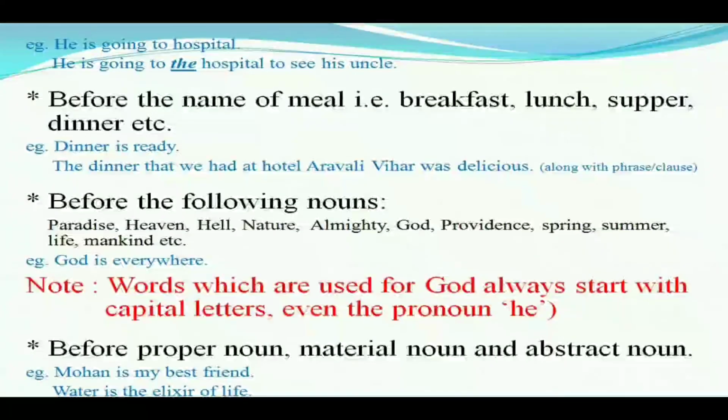For example, he is going to hospital. Here it is quite clear that he is going to hospital. Obviously his purpose is to get himself examined. So we cannot use any article in this case. Whereas if the purpose is quite different, then we use the before these nouns. In the next sentence, he is going to the hospital to see his uncle. His purpose is different, so we have used the.